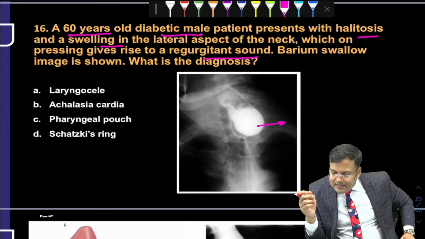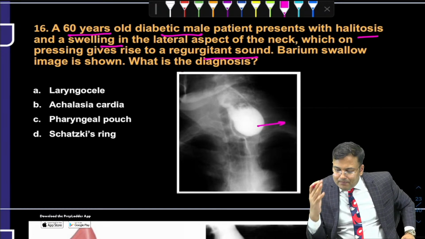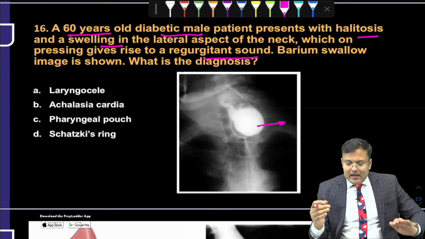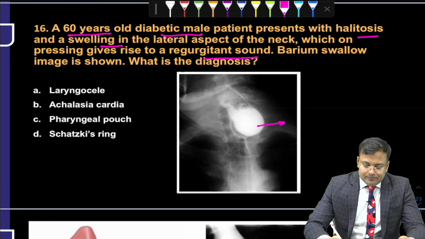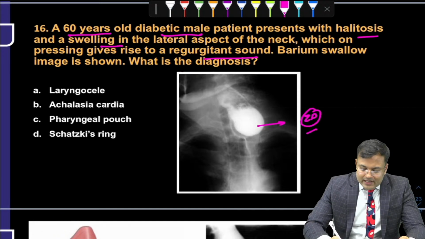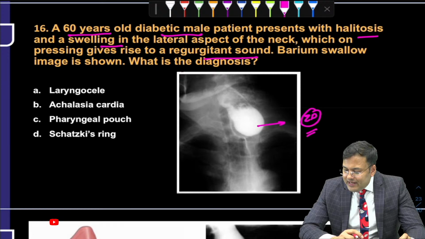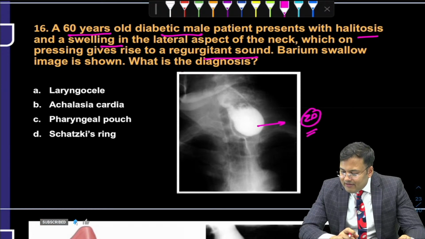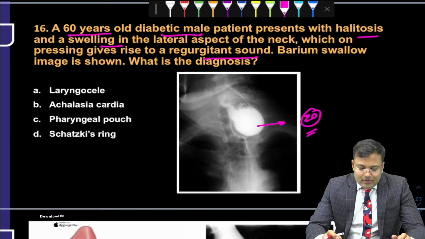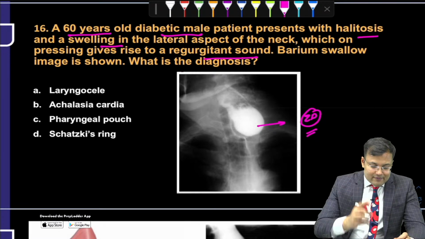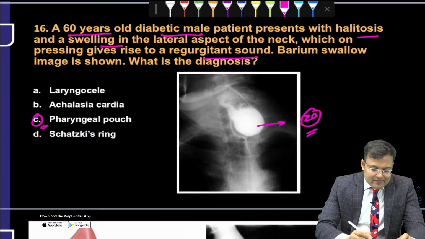Very good. Everybody is marking the correct answer. Everybody is marking pharyngeal pouch. And if I'm asking what is the name of this diverticulum, you tell me. Very good, it is Zenker's diverticulum. It is a pharyngeal pouch.